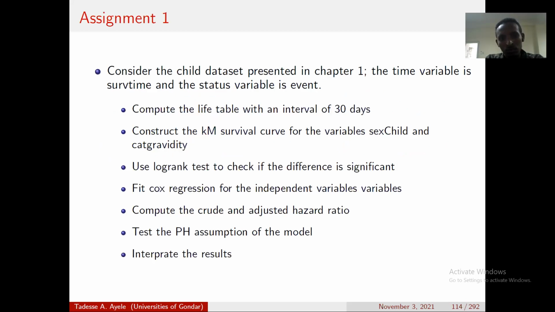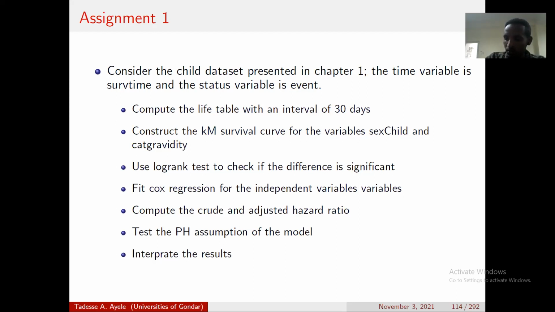Finally, here is an assignment, assignment 1. Consider the child data sets presented in chapter 1. The time variable is serve type, and the status variable is event. So the question is: compute the life table with an interval of 30 days. Construct the Kaplan-Meier survival curve for the variable sex of the child and cat gravidity. Use log rank test to check if the difference is significant.